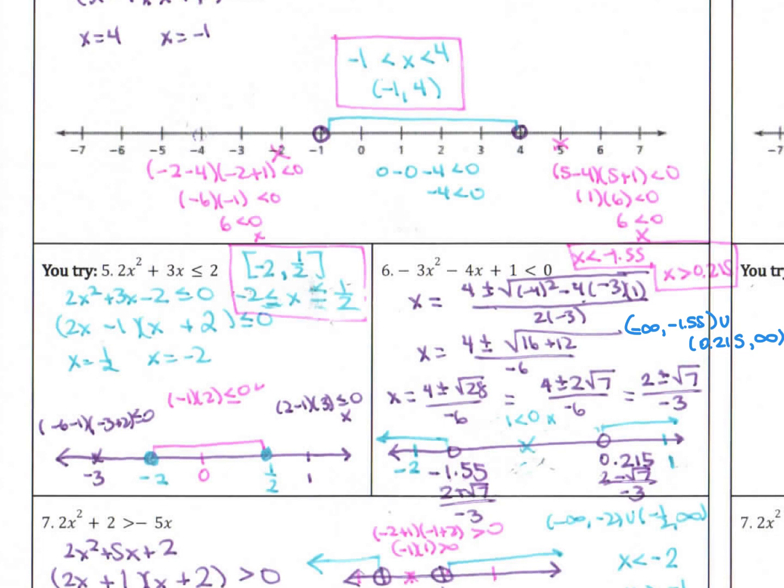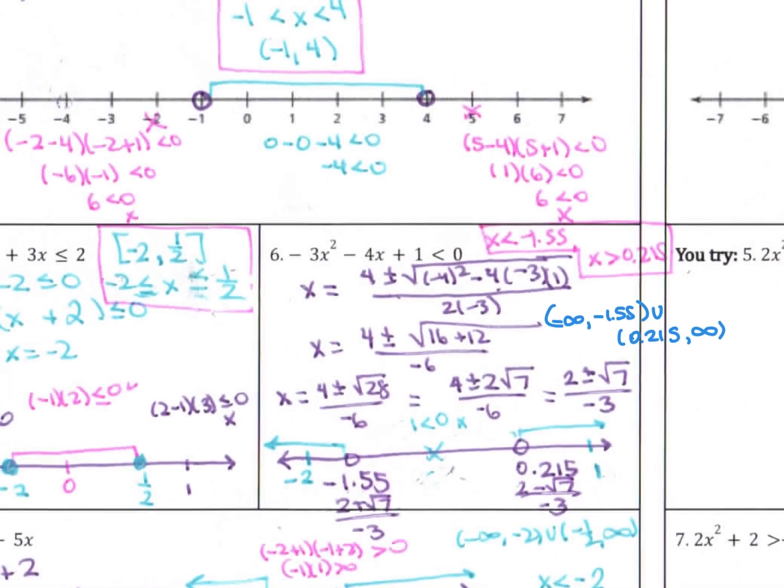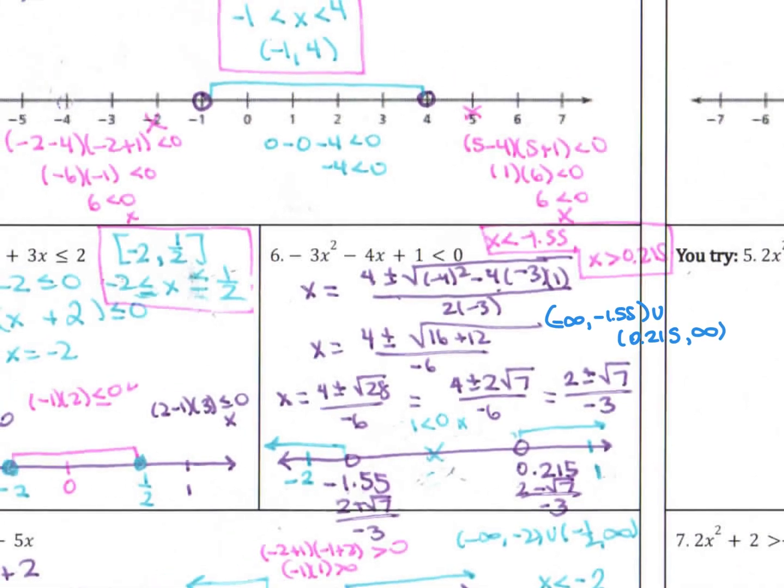I wrote it in two different notations: one in set notation, x between negative 2 and 0.5, and then also interval notation, negative 2 to 1/2, and those are brackets. For number 6, the solutions would be the outside. In this case, it would be when x is less than negative 1.55 and x is greater than 0.215. And the other notation, interval notation, is here, just in case you want to take a look at it.